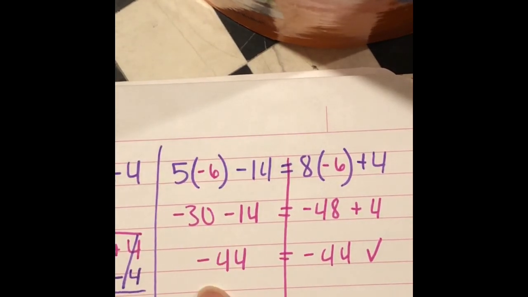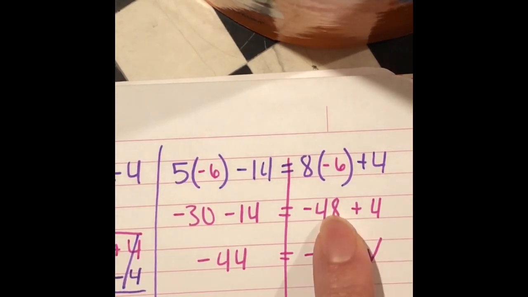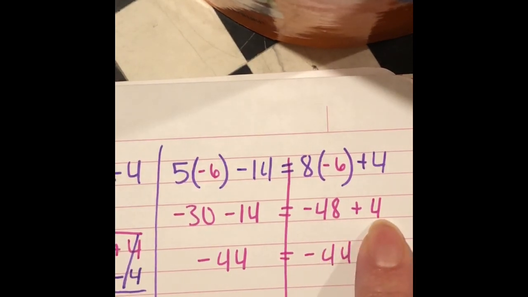So this is the end of the line here on this side. Now I have negative 48 plus 4 here. It's like I'm in debt 48, and then I add 4 positive, so I'm bringing it 4 back towards 0, so that's going to be negative 44. So both sides are negative 44. That makes the equation true. Therefore, negative 6 is the correct answer.